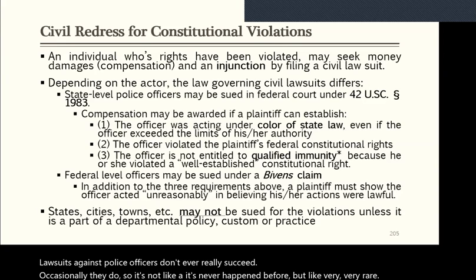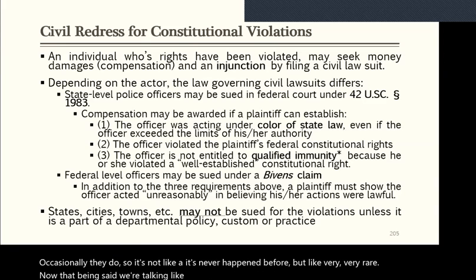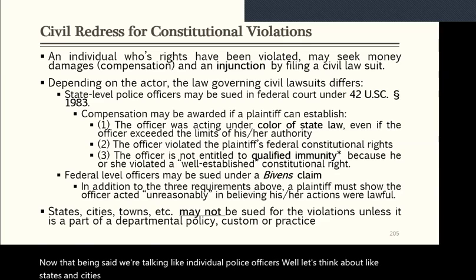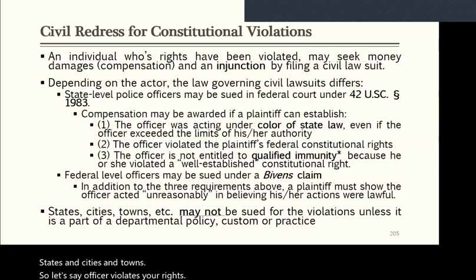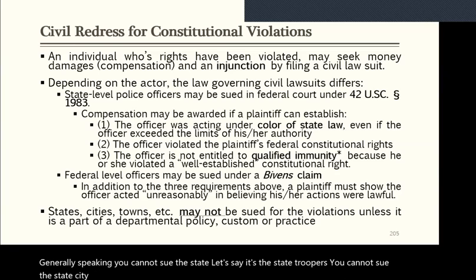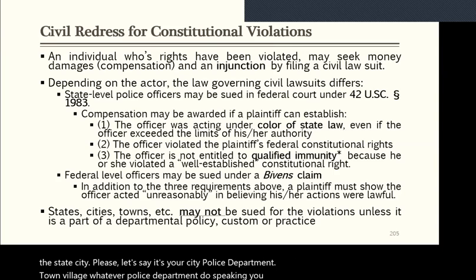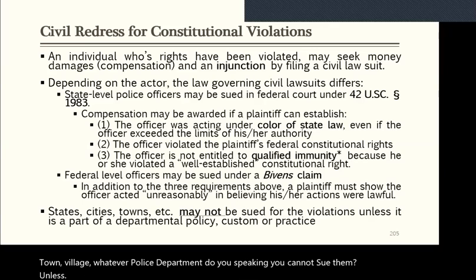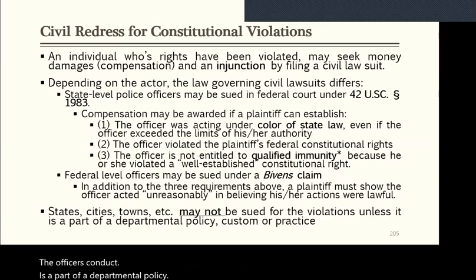Now, that being said, we're talking about individual police officers. Well, let's think about states and cities and towns, right? So let's say an officer violates your rights, right? Comes in, beats the living hell out of you. Generally speaking, you cannot sue the state. Let's say it's the state troopers. You cannot sue the state. City police, let's say it's your city police department. Town, village, whatever police department. Generally speaking, you cannot sue them unless the officer's conduct is a part of a departmental policy, custom, or practice.